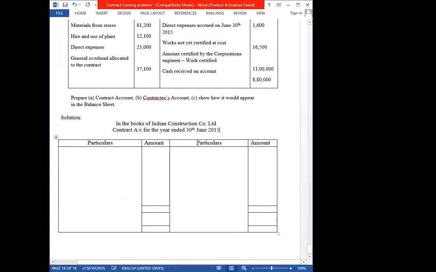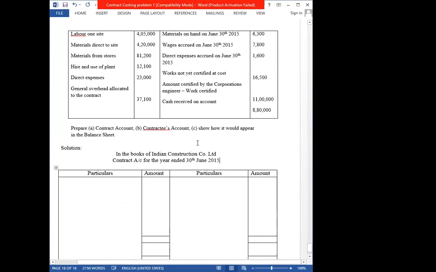Okay. Now I'm going to take the items I have already explained, what all the items will come in the debit side. All the expenses which are related to the contract account, we are going to write. Generally, we will write the first item as material. Here I have two types of materials given: one is material direct to site, another is material from stores. Both I am going to write in the debit side.